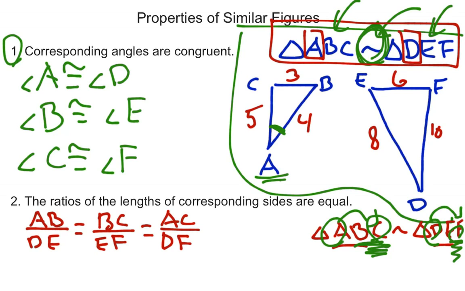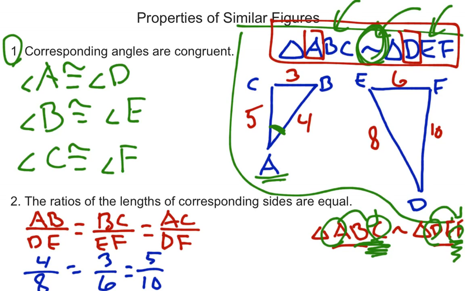AB is 4 units long, and that's going to be over DE, which is 8 units long. I know 4 over 8 is a half, so that's cool. BC goes with EF. BC is 3 over EF, which is 6. Guess what? 3 over 6 also equals a half. Let's make sure that the third one is the same. AC is 5 units long, over its corresponding side DF, which is 10 units long. And guess what? 5 over 10. All three of these things are equal.